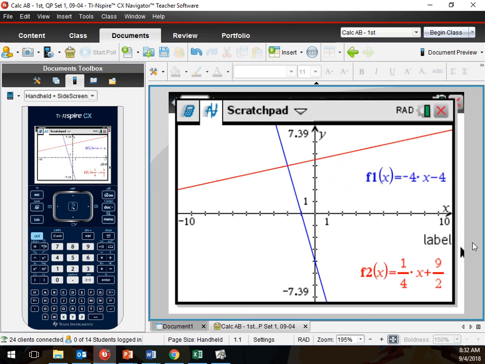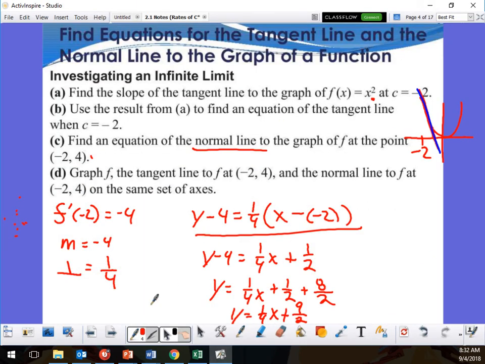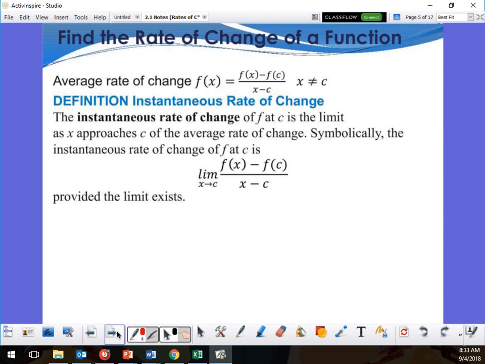All right? Did you guys graph that? Hopefully. All right. Let's take a look at. I think I leave you guys. No, I think it's after this one.